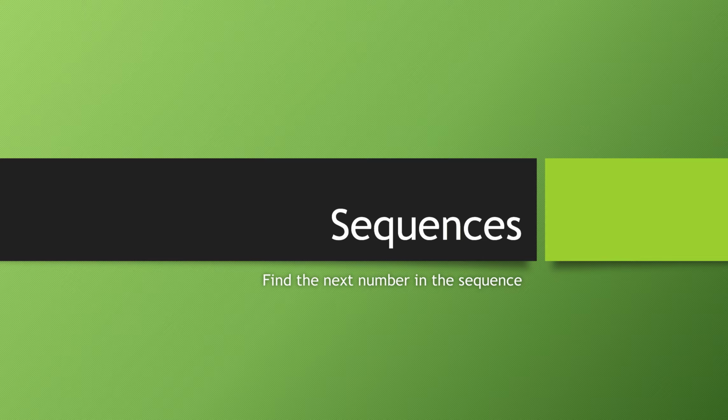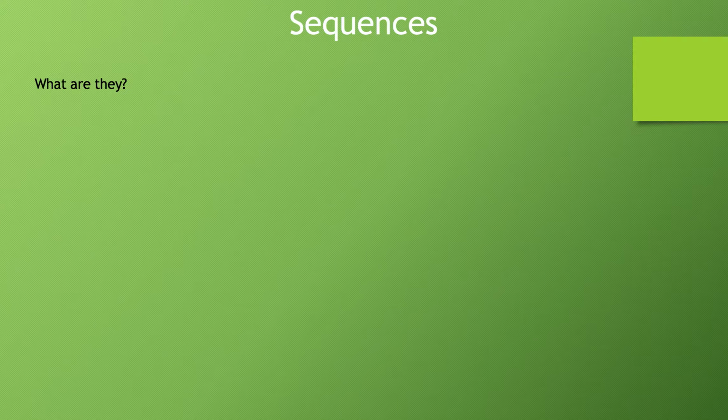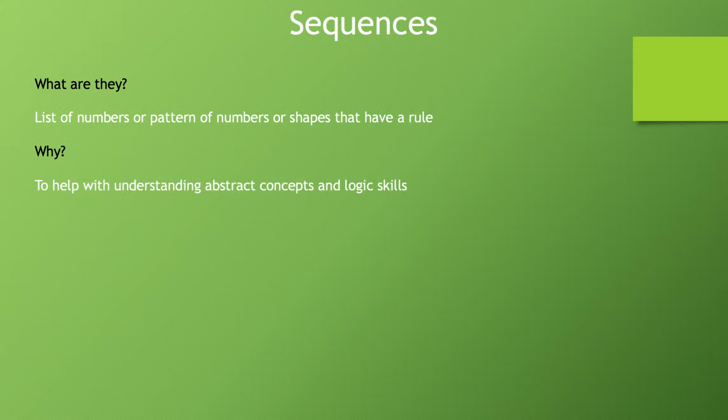We're going to be talking about sequences. Find the next number in the sequence. What are they? A list of numbers or a pattern of numbers or shapes that have a rule. Why? To help with understanding abstract concepts and logic skills.